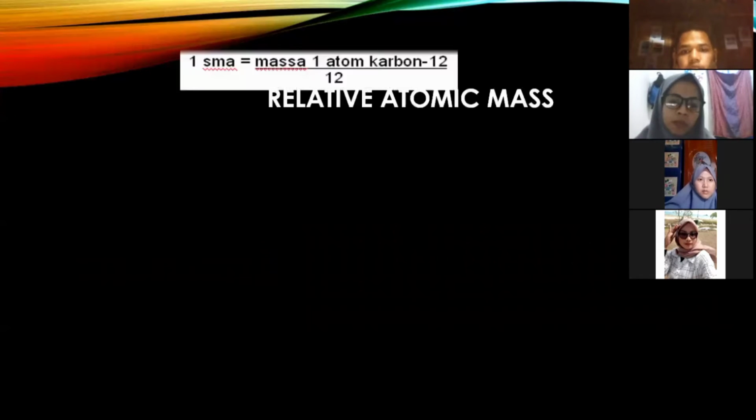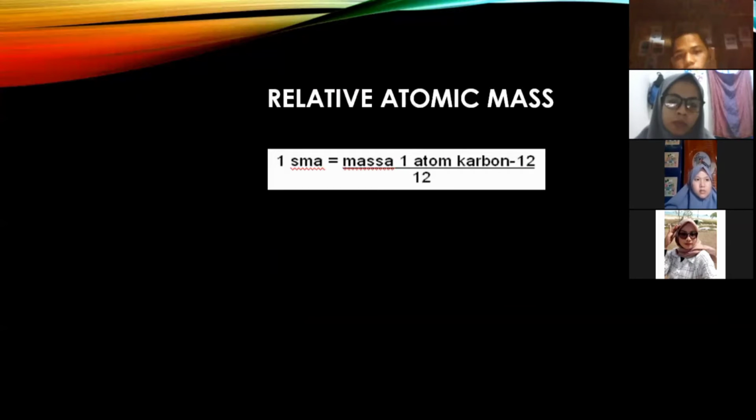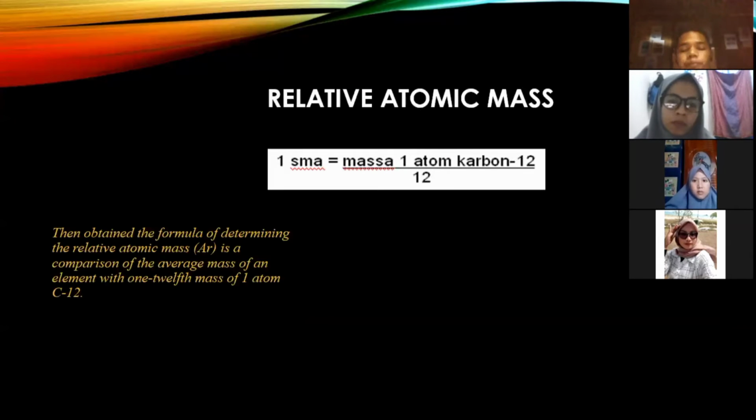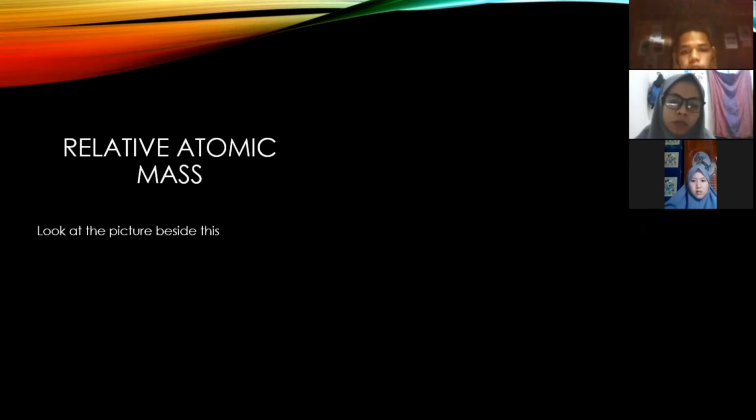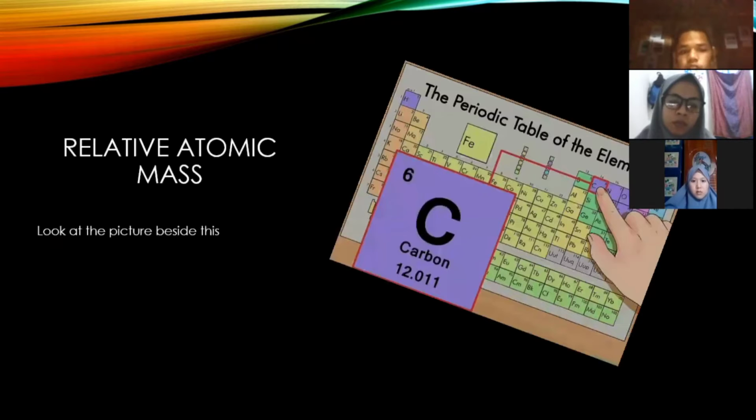Relative atomic mass. One twelfth the mass of a carbon-12 atom. The above is the formula for determining the relative atomic mass. It is a comparison of the average mass of an element with 1/12 the mass of one atom of carbon-12. Relative atomic mass. Look at the picture beside.